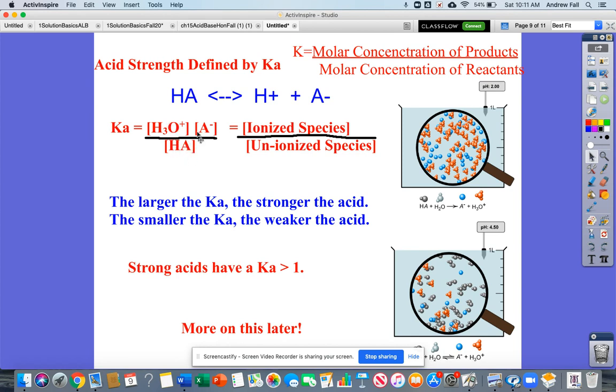So again, the bigger the Ka, the stronger the acid. The smaller the Ka is, that means it's a greater percentage of the time that the acid will remain in its unionized form. So strong acids, big Ka, weak acids, low Ka. And we'll get into this a bit more later.